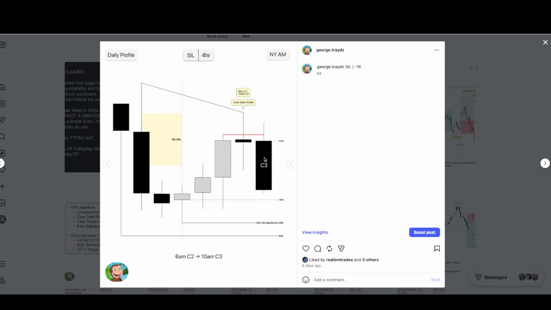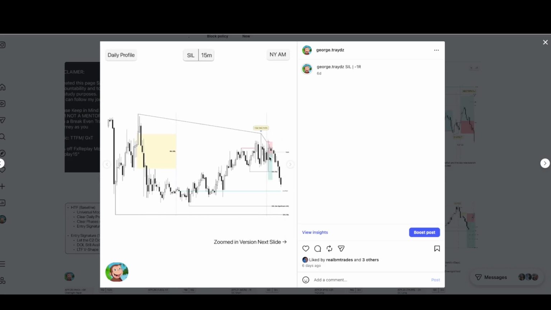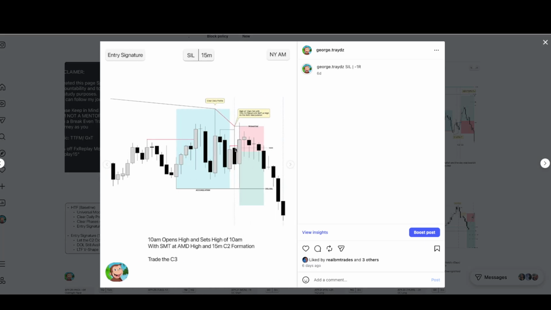6 a.m. C2, looking to trade 10 a.m. as the C3. From this, we can take notice of the fact that before or at 10 a.m. it opens high into a relative level with SMT. We do have that very strong push down lower.